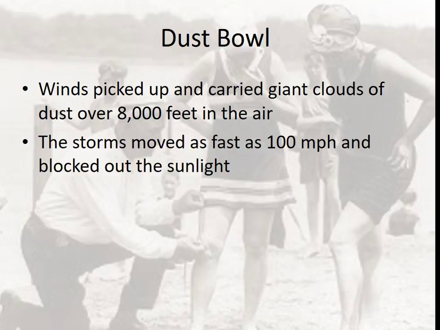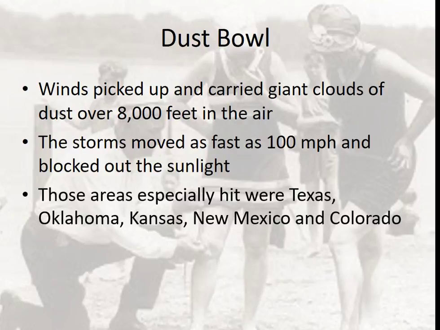Just to give you an idea of how big these dust storms were, these clouds of dust were over 8,000 feet high in the air. They could move as fast as 100 miles per hour, and they would literally block out the sunlight. It looked like night. People would say that they could hear it coming, and it sounded like a freight train coming towards them. That's a lot of dust. I already showed you Texas, Oklahoma, Kansas, New Mexico, and Colorado are going to be some of the worst hit areas.